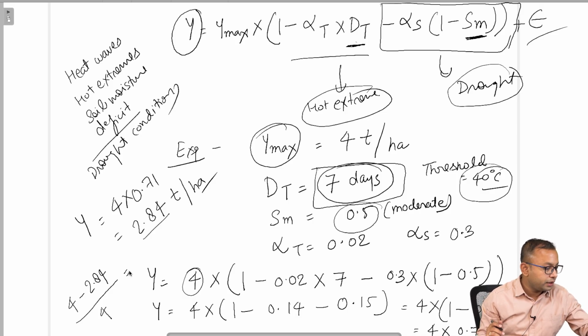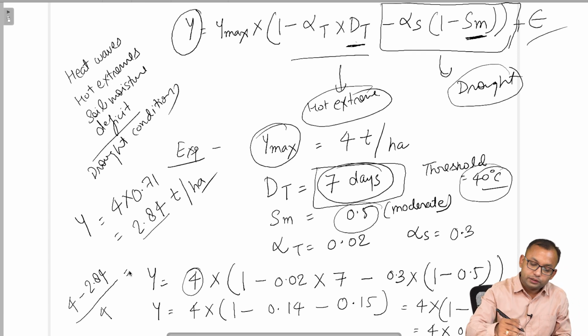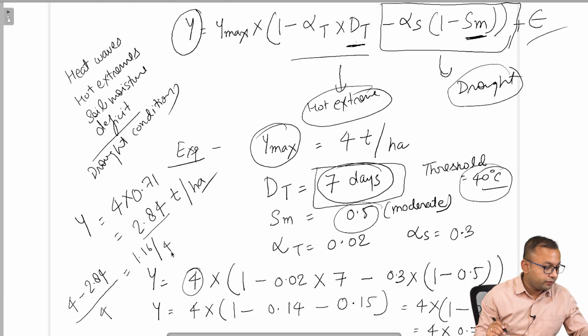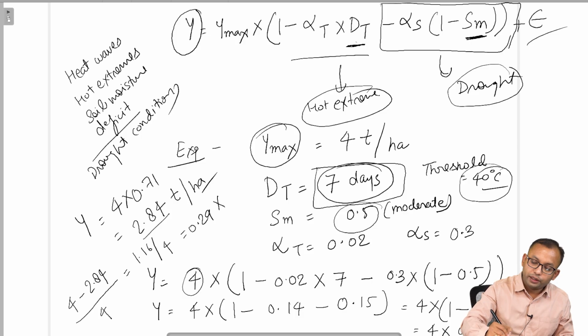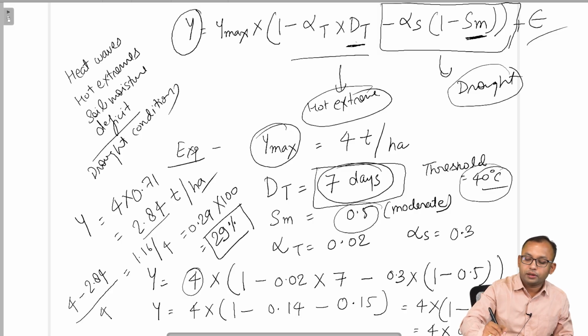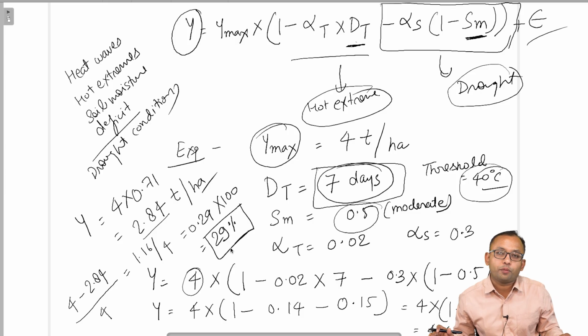So 4 minus 2.84 is equal to 1.16 divided by 4. We can further divide by 4 here, and that is coming out to be 0.29, and we can multiply it by 100, that is 29% of decline in the crop yield.